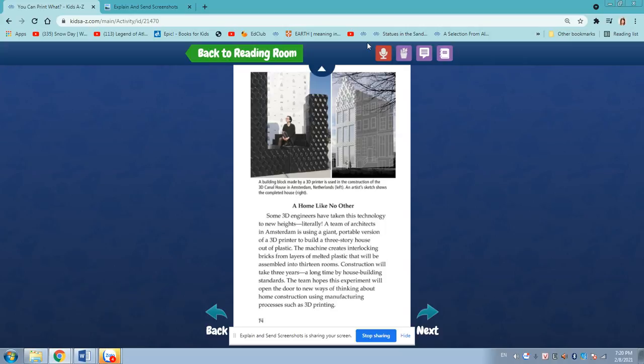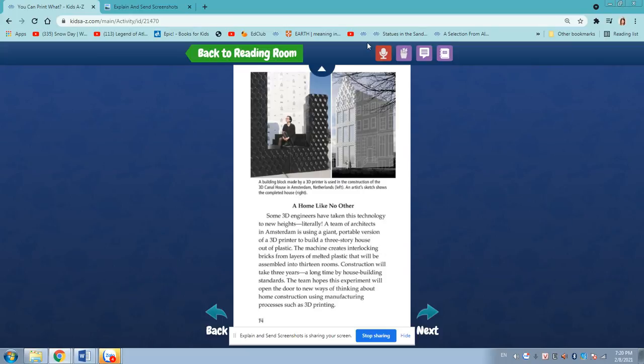A home like no other. Some 3D engineers have taken this technology to new heights. Literally. A team of architects in Amsterdam is using a giant portable version of a 3D printer to build a three-story house out of plastic. The machine creates interlocking bricks from layers of melted plastic that will be assembled in 13 rooms. Construction will take 3 years, a long time by house building standards.